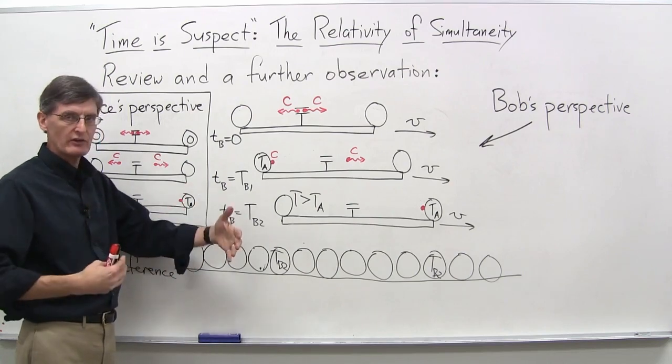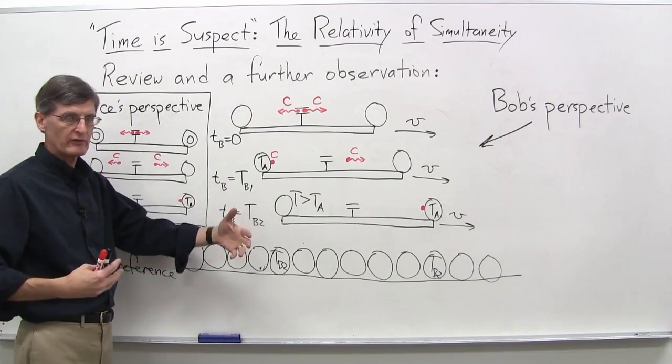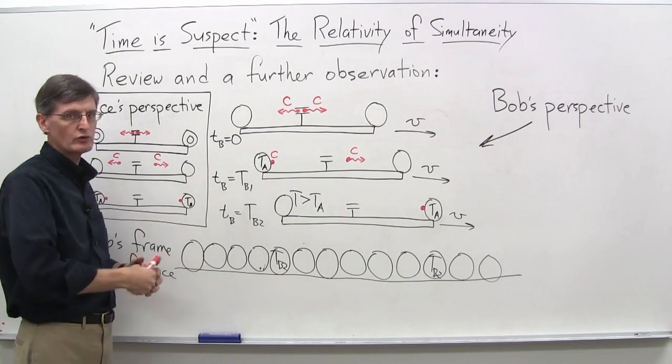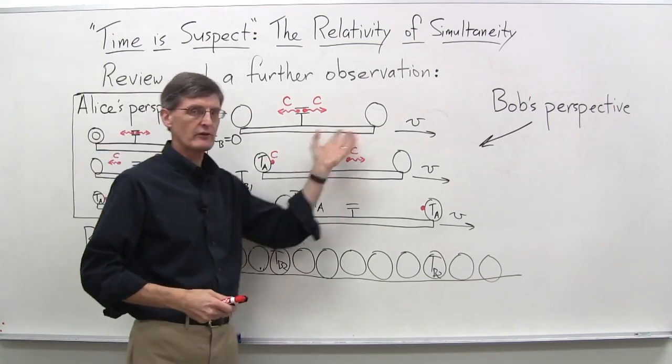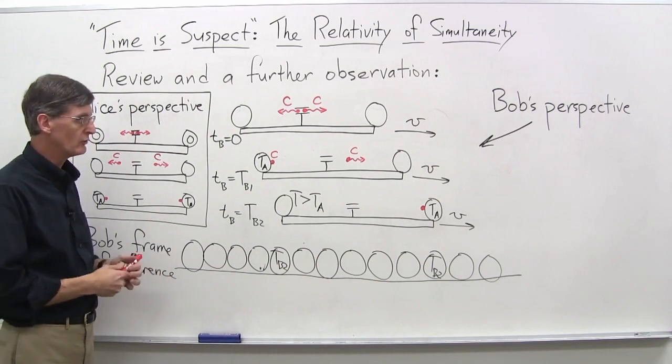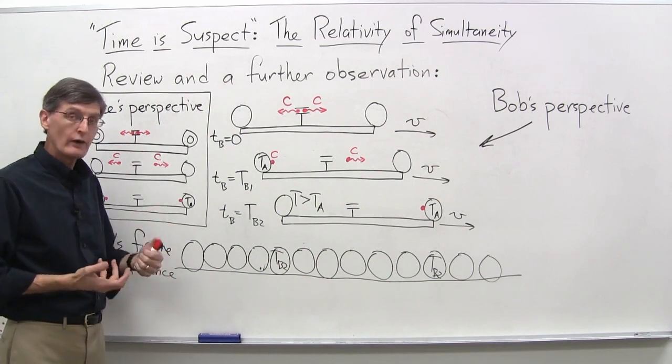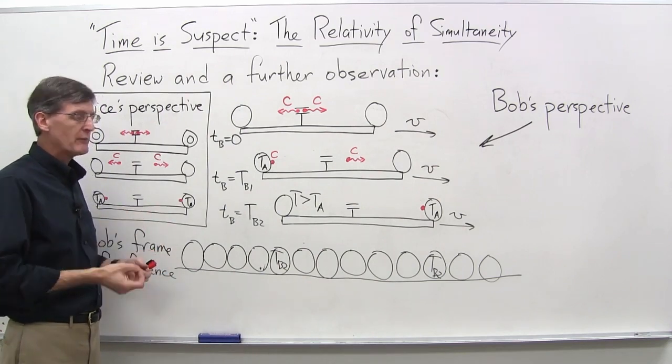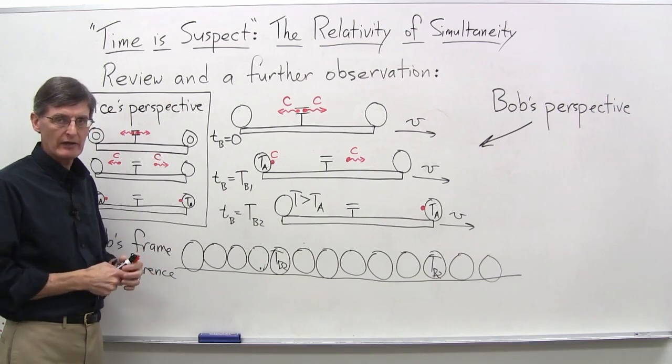If Bob and Alice were both stationary, they could agree they're synchronized. As soon as you put one of them in motion, especially at a velocity v that starts getting close to the speed of light, these effects start coming into play. So another way to say that really is absolute time cannot be defined.